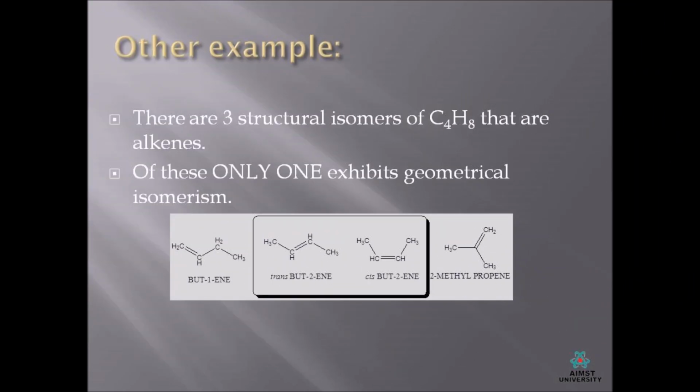There are structural isomers for C4H8 that are alkenes. C4H8 is nothing but butene. So we can have four isomers for butene. They are but-1-ene, trans-2-butene, cis-2-butene and 2-methylpropene. Of these, only one exhibits geometrical isomerism. That is, but-2-ene exhibits geometrical isomerism. It can exist as the cis form and also in the trans form.